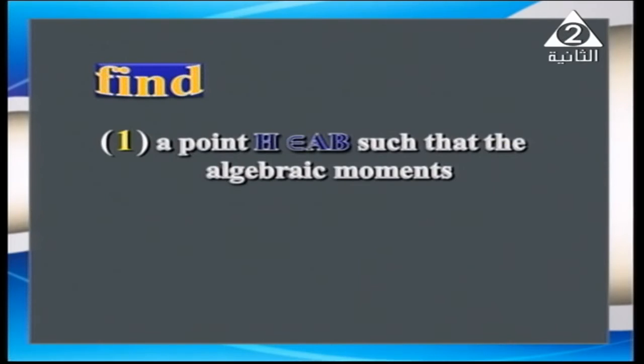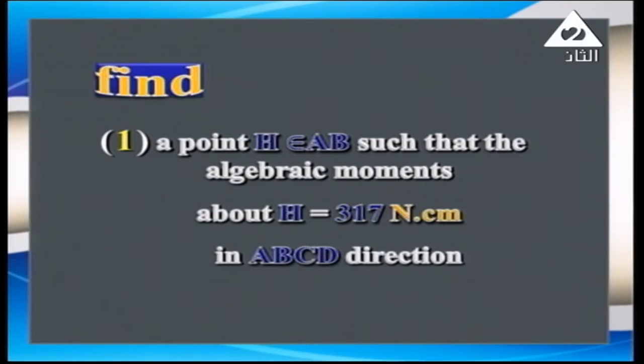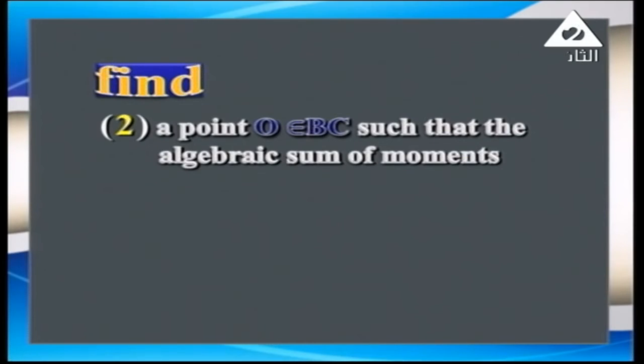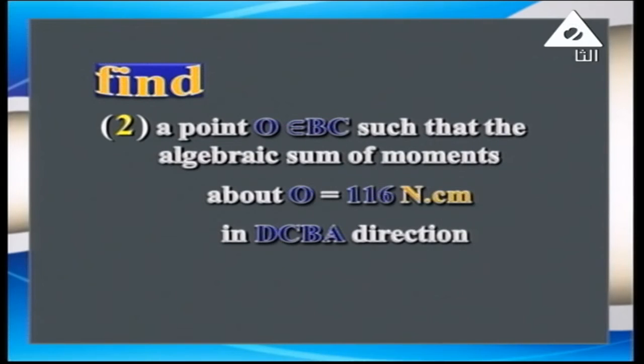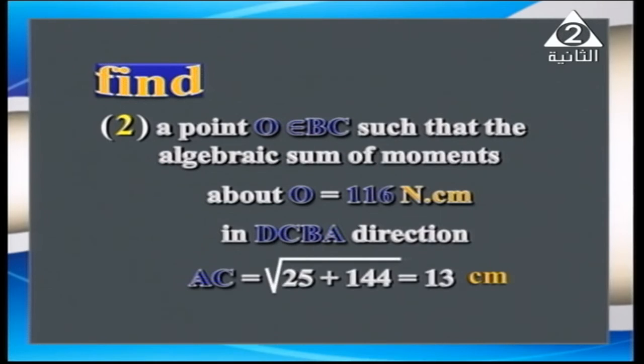Find a point H belonging to AB such that the algebraic moment of H equals 317 Newton centimeter in the ABCD direction. Number 2, find a point O belonging to BC such that the algebraic sum of moments about O equals 116 Newton centimeter in direction DCBA. Look, AC equals the square root of 25 plus 144, which is 13 centimeter.